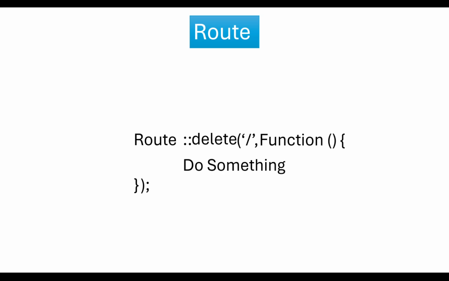First we write Route, then colon colon. After that we specify the HTTP request method, such as get, post, patch, put, or delete. Next we define the URL. After the URL, we create a callback function, and inside that callback function, we write the logic that should run when the route is hit or when the route is found.